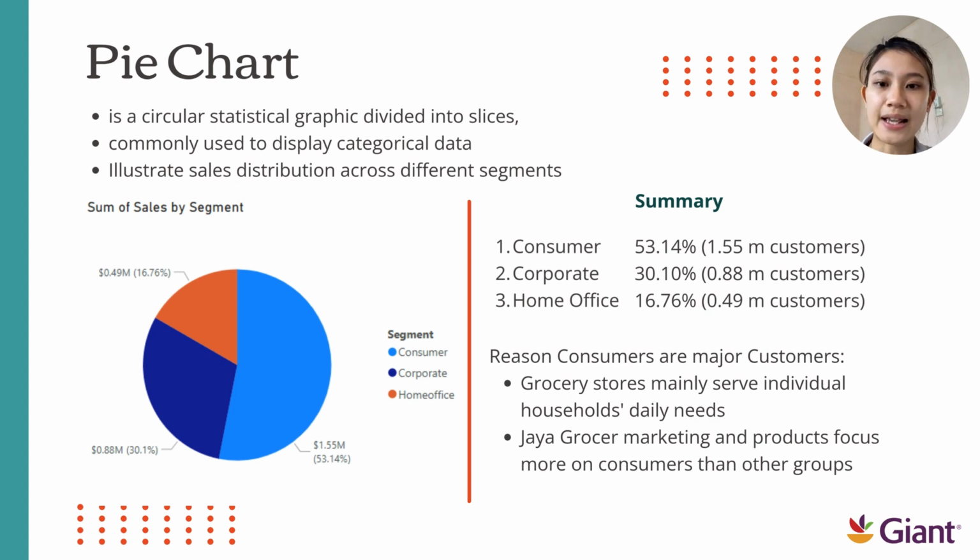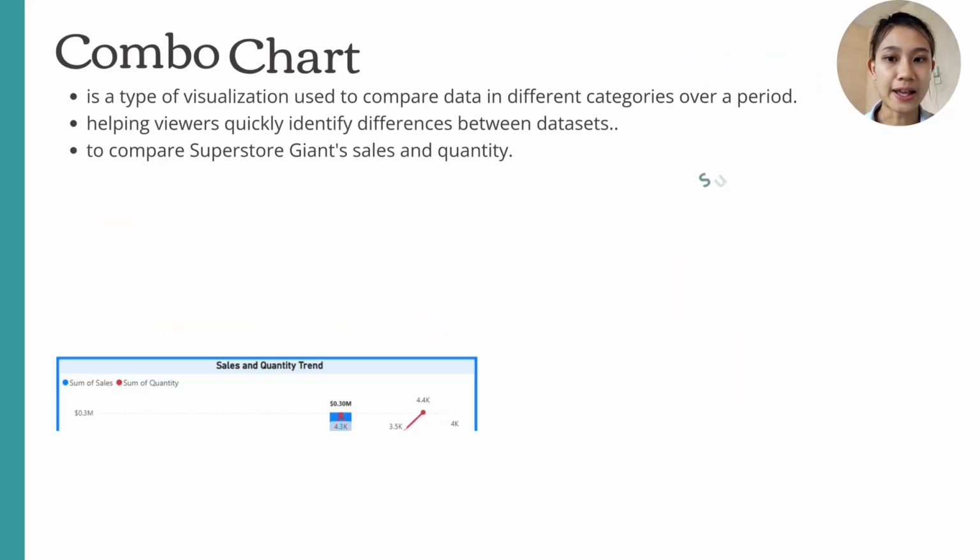office. By analyzing the pie chart, we found that the consumer segment is the majority of our customer base, representing 53.14%, while the corporate is 30.1%, but the home office segment is smaller, accounting for 16.76% only. This is because a grocery store mainly serves individual household daily needs. Moreover, Jaya Grocer's marketing and products focus more on consumers than other groups, making consumers become the majority of the store customer base. And the last one is combo charts.